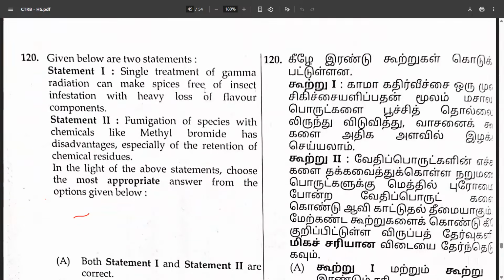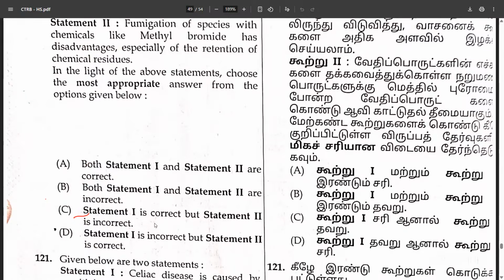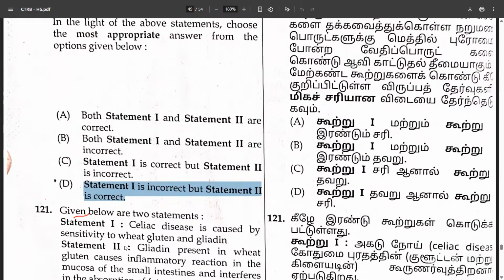Then we have 120th question, which is a statement based question where they are asking you about the following. Statement 1: single treatment of gamma radiation can make a spice free from insect infestation with a heavy loss of flavor component. Statement 2: fumigation of a spice with chemicals like methyl bromide has disadvantages, especially the retention of chemical residue. Here, statement 1 is incorrect, but statement 2 is correct. D will be the right answer.